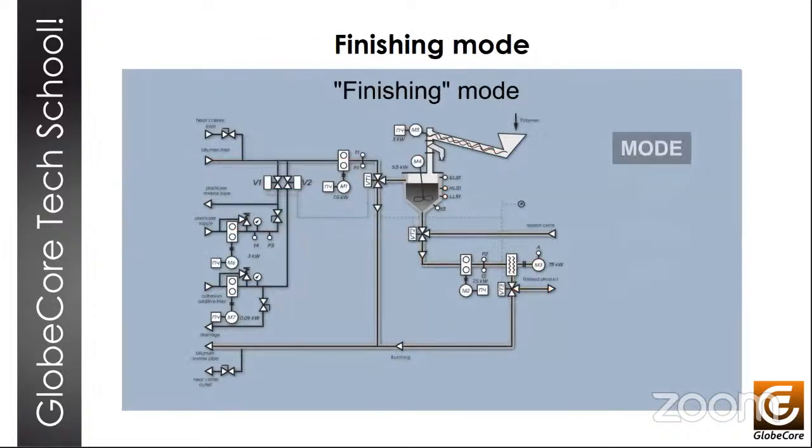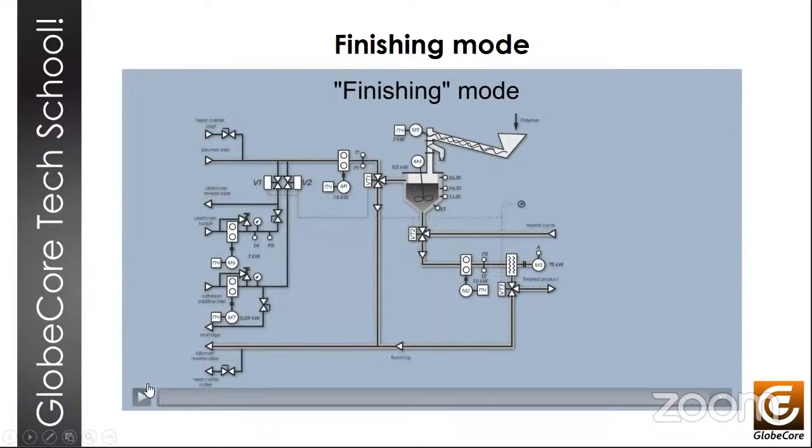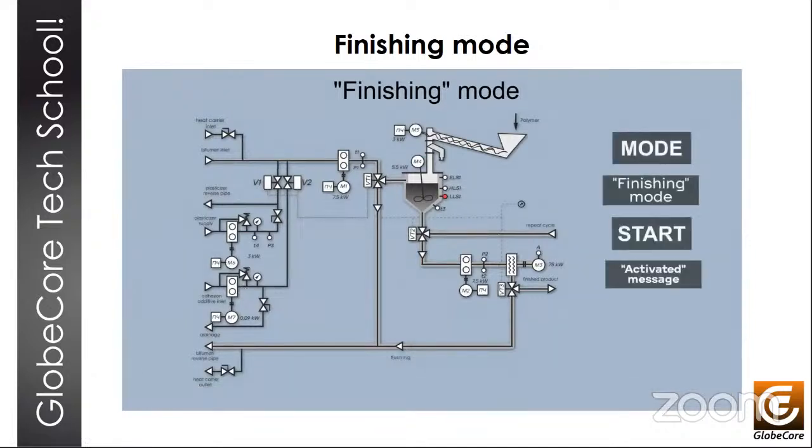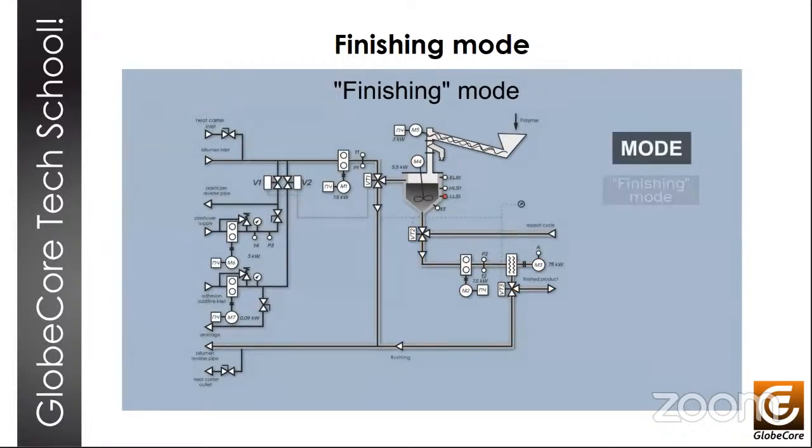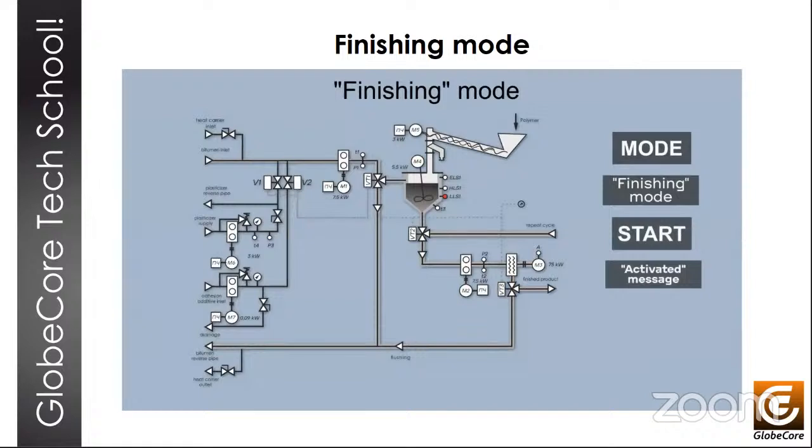Next is the finishing mode. This mode is used if the plant was stopped for any reason during the process, and it's necessary to remove and pump out the remaining bitumen from the mixer. As I mentioned before, if the low-level sensor in the mixer is detecting bitumen, then the plant cannot be started, so we go into the finishing mode to do that.